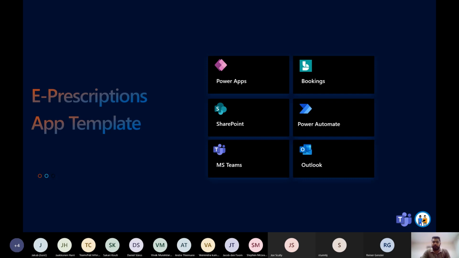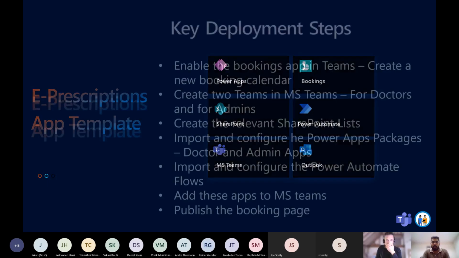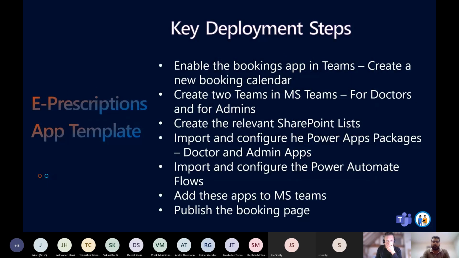There's Outlook. Bookings that are created are actually calendar appointments for doctors. The Outlook connector is also used to send out emails to patients and other notifications that are sent out by the app through Outlook connectors. So these are the major components that are involved in the making of this app. Let's also look at the key deployment steps that are available for the e-prescription app template. First, you need to enable the Bookings app in MS Teams and then create a new booking calendar for the organization.